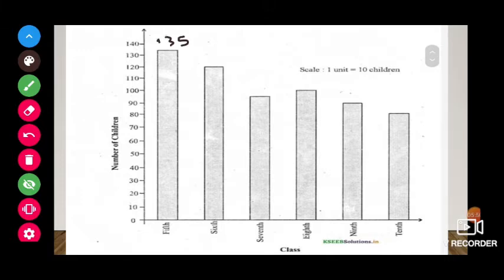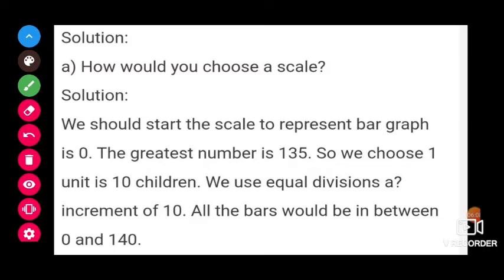So write on the bar like 135. The next is 120, no? So write 120. Next bar is 95, no? Write 95. It will be more clear for you to compare. Okay. Next, children, they are asking the first question based on that bar graph only.